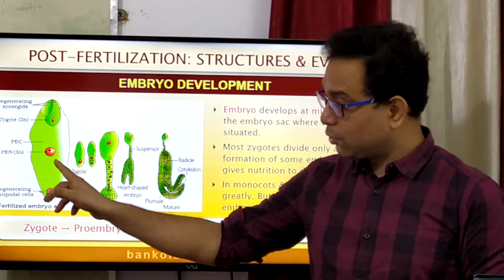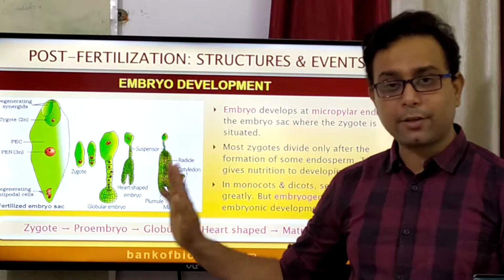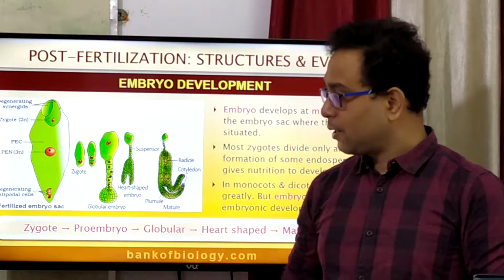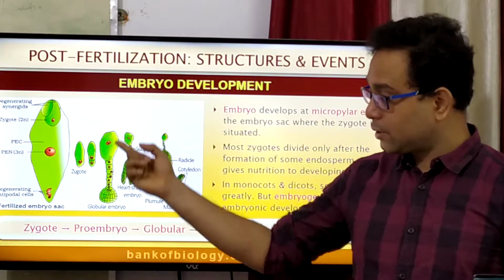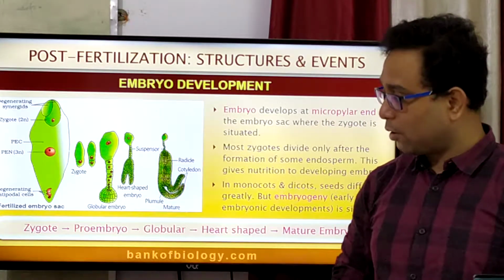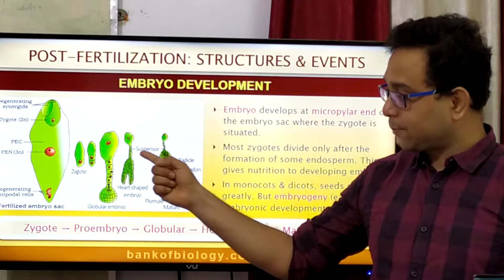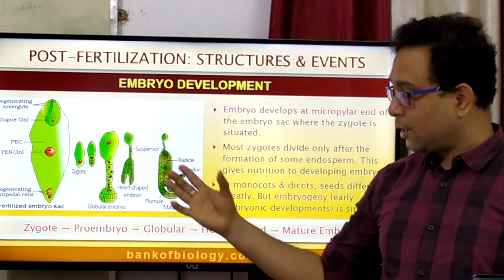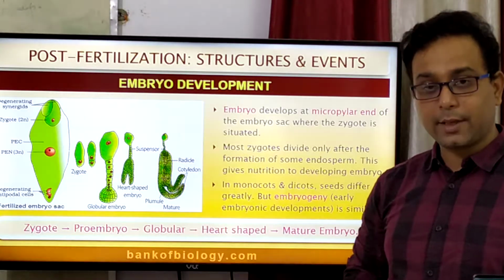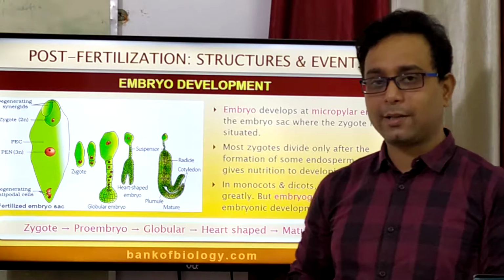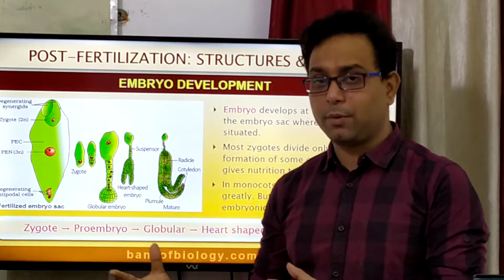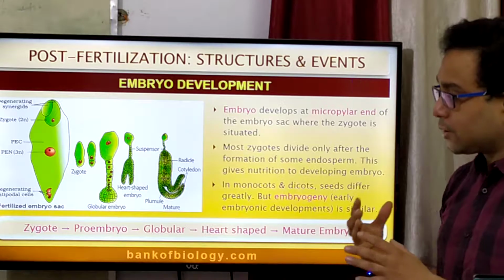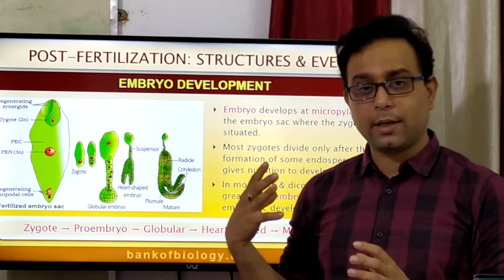Because at first, the zygote divides by the mitosis process, right? Two cells are produced at every stage. After that, the globular embryo is formed. Here are the suspensor cells, and after that, in the mature state, the radicle and plumule are developed, right? From the radicle, roots are developed, and from the plumule, the shoot is developed at a later stage. So this is the formation process of the embryo.